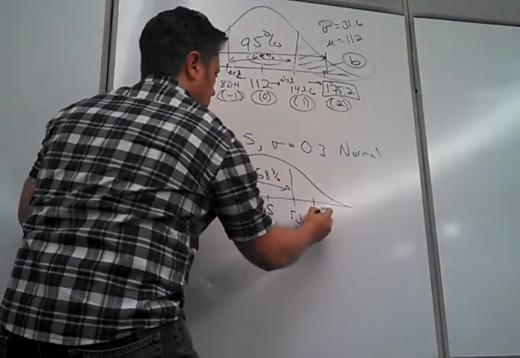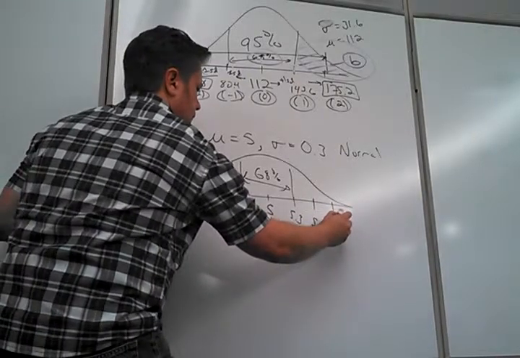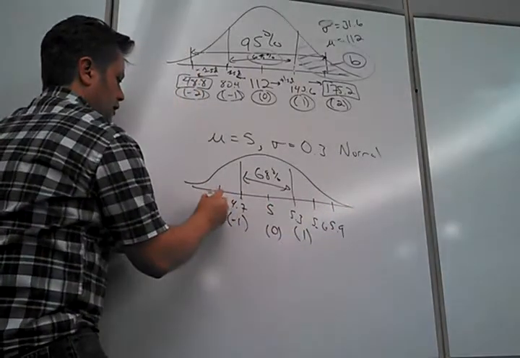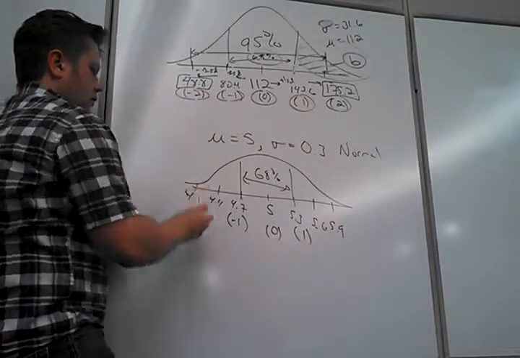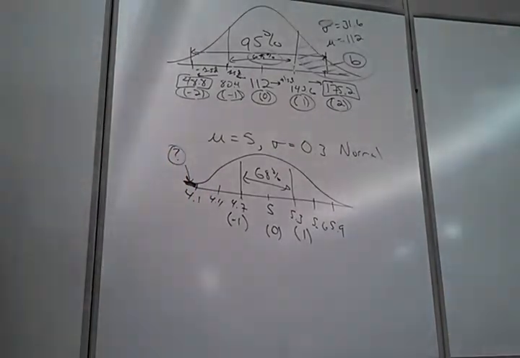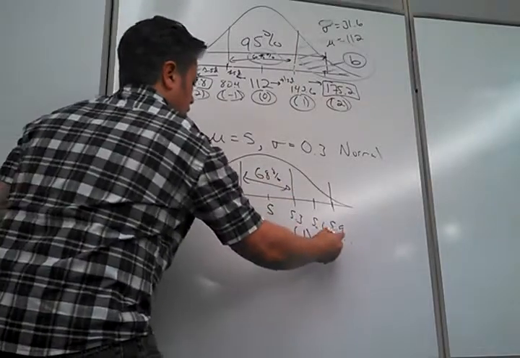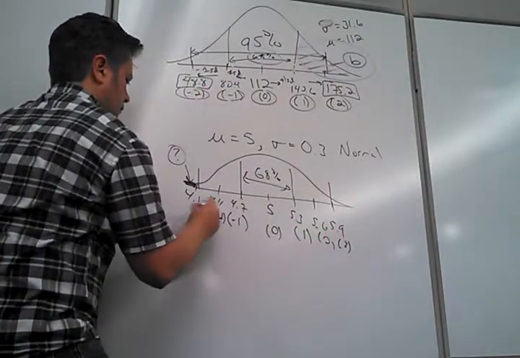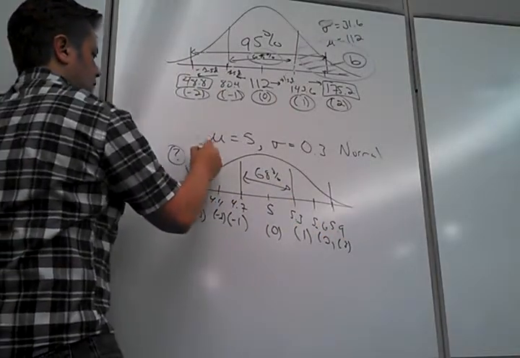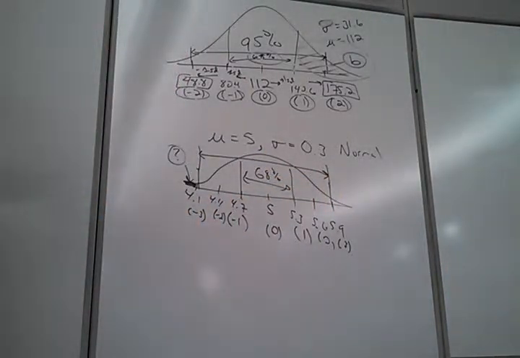So what's the next step up here? 5.7. I love it. And one more step. 5.9. And then one step down here for 4.1. So could somebody tell me what percentage is in there? 5%. So how many steps away is this? Yeah, 3 steps away. So how much is in here? 99.7. Since it's 3 steps away, I know it catches almost all of it, 99.7.